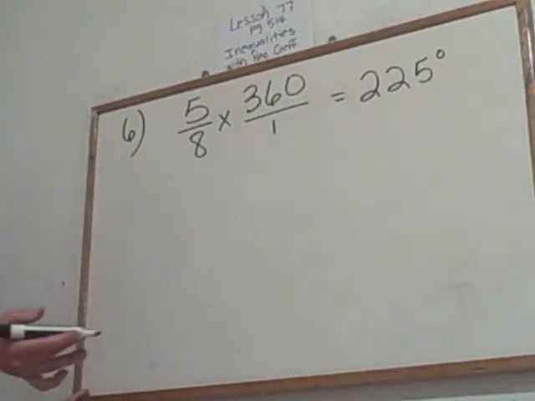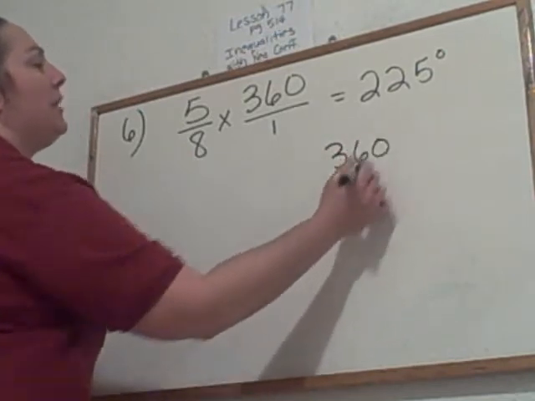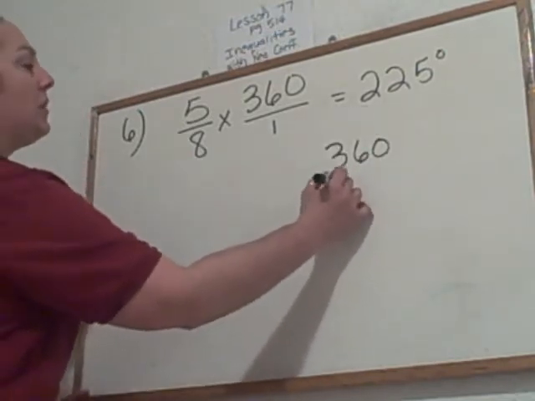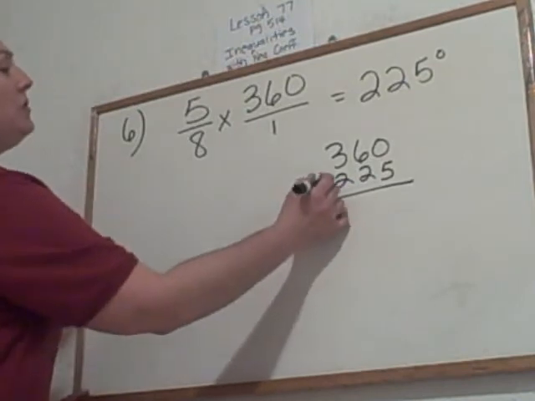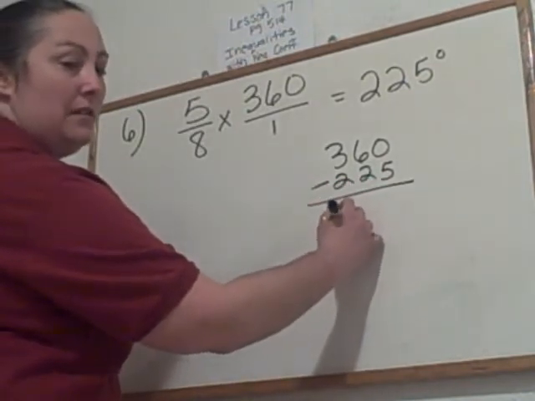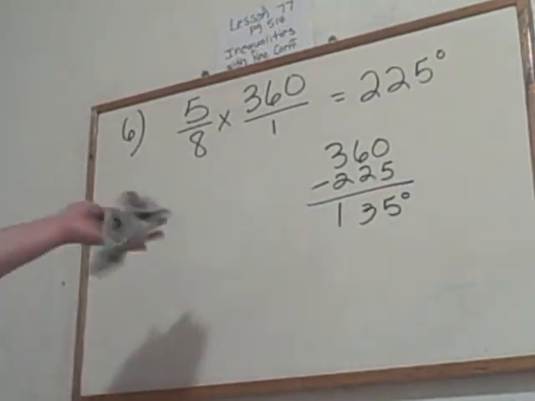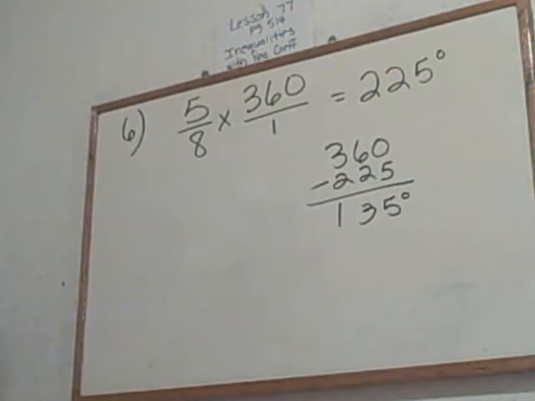The other portion, which would represent the free throws he missed, would be found by taking 360, which is the total in the circle, and subtracting 225 to get 135 degrees. And that would represent the other part of the circle.